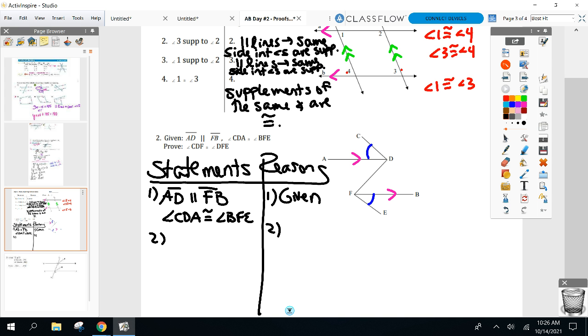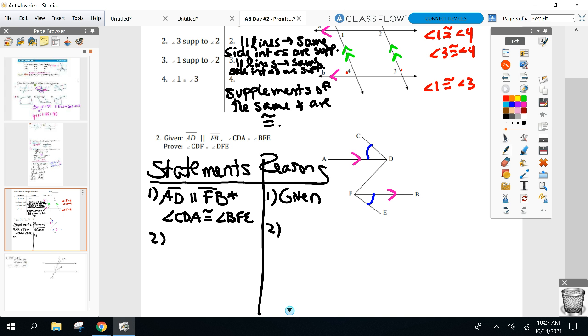They want you guys to find another set of congruent angles. Do we see any corresponding, alternate interior, alternate exterior? Okay, CDF and DFE, parallel lines AD and FB. Do we see any special types of angles that could be congruent or supplementary up there? Again, they gave us parallel lines because they want you to look for those angles. Do we see any angles formed by those two lines?